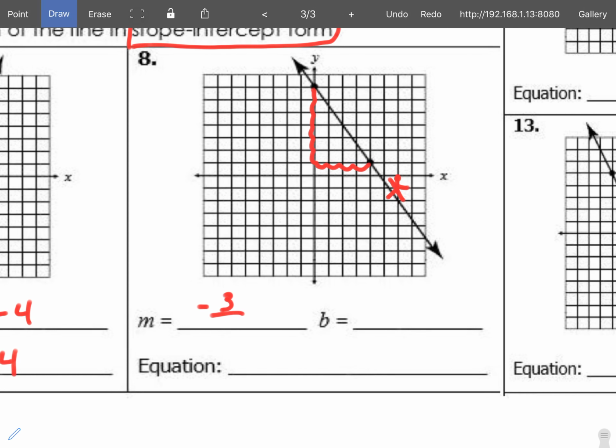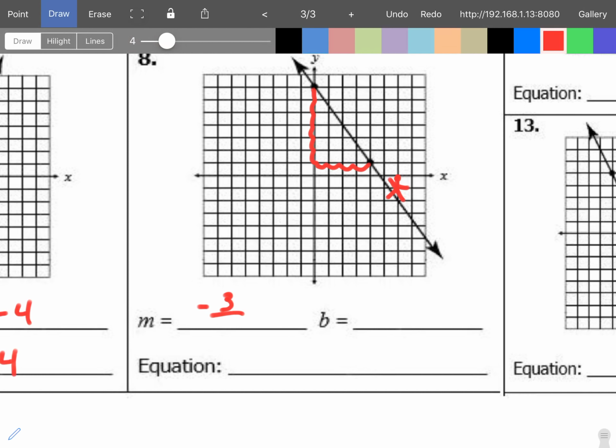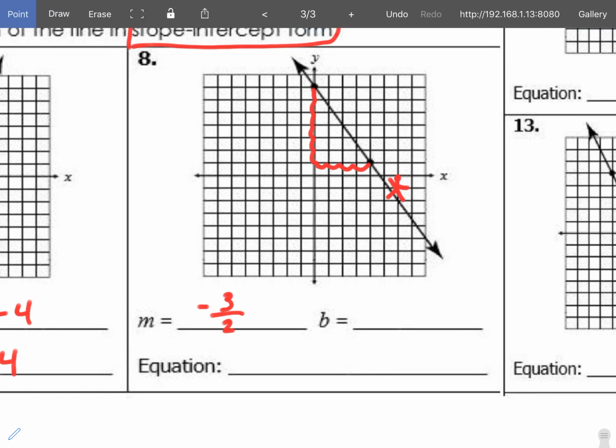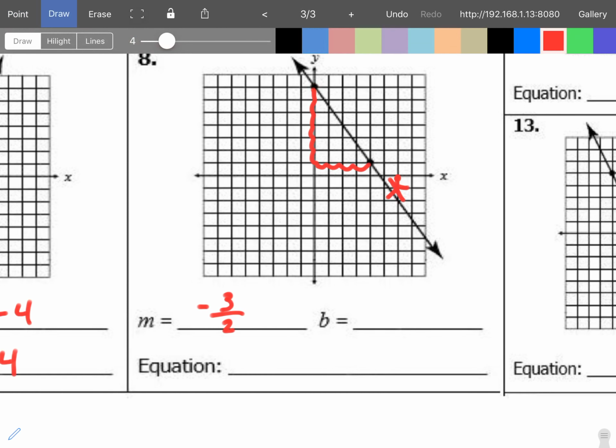Okay, what's my y-intercept? Where does it hit the y-axis? Well, if I look at my y line, this is my y line. Where does the line hit it? It hits it right here. So from my origin, from my 0, 0, I'm going to figure out what that is for my y-intercept. 1, 2, 3, 4, 5, 6, 7. So positive 7. So y equals mx plus b.